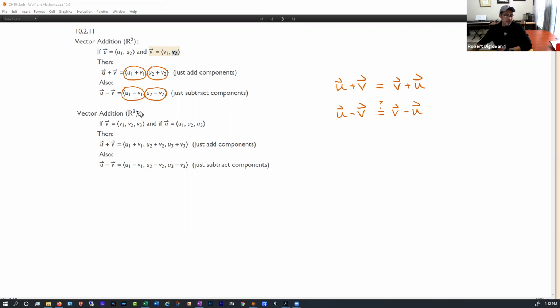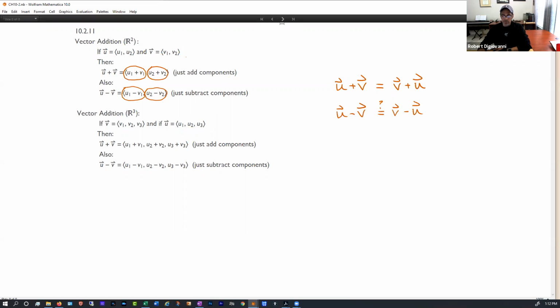Now, the next little part of this note is the exact same thing as up here, except it's telling you what would be going on if you had vectors in three-dimensional space. So if you have a vector v that has three components, v1, v2, v3, and another vector u that has components u1, u2, u3, then vector addition means you just add up the components. Vector subtraction means you just subtract the components. Order would matter in subtraction, order would not matter in addition.